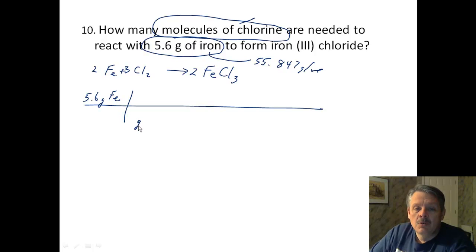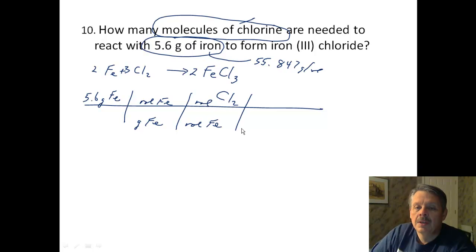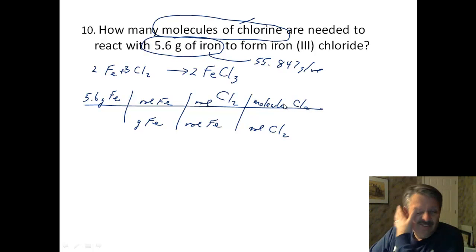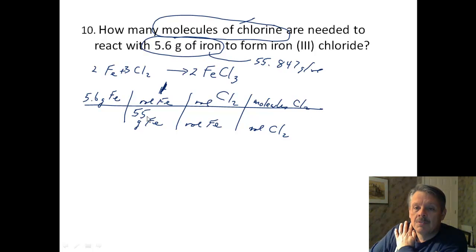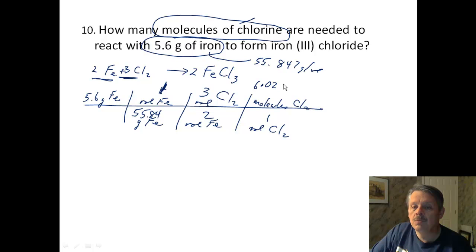So let's see, I'm getting rid of grams of Fe, and I'm going to moles of Fe. And from moles of Fe, what am I asking? Molecules of chlorine. So I have to go to chlorine gas, and then from moles of chlorine gas to molecules of chlorine gas. So what numbers do we put in? Well, we know that 1 mole of iron weighs 55.847 grams. And our relationship between moles of Fe, which is 2, and moles of chlorine, which is 3, goes there. And 1 mole of chlorine gas, I have to figure out how many molecules that is. Well, that's always 6.02 times 10 to the 23rd.